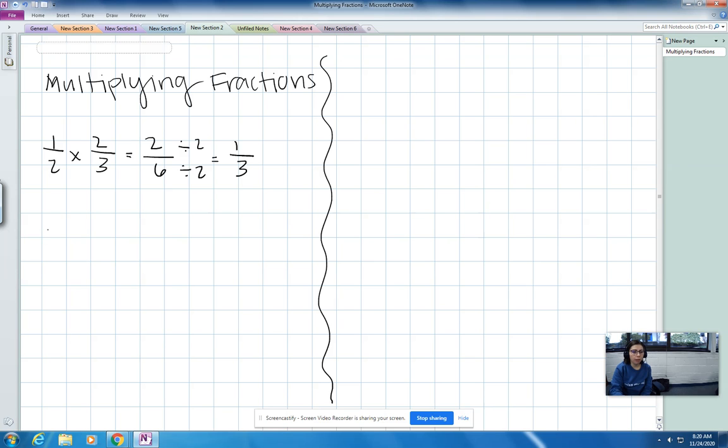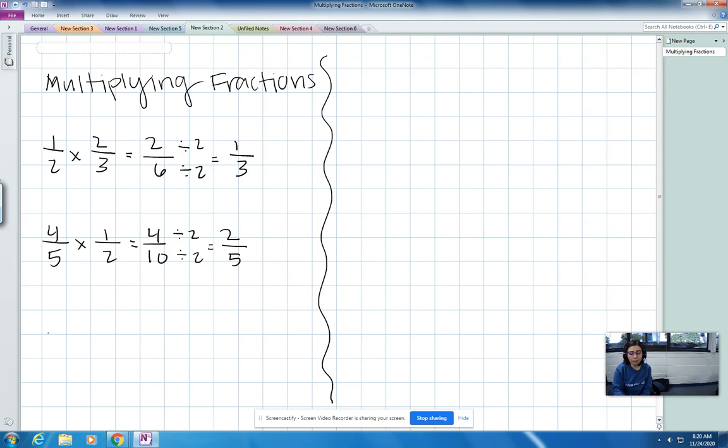Let's try another one. Let's do 4/5 times 1/2. So again, we just multiply across. 4 times 1 is 4. 5 times 2 is 10. But 4/10 isn't simplified. That is because the number 2 goes evenly into both 4 and 10. So let's divide them both by 2. 4 divided by 2 is 2. 10 divided by 2 is 5, so our final simplified answer is 2/5.